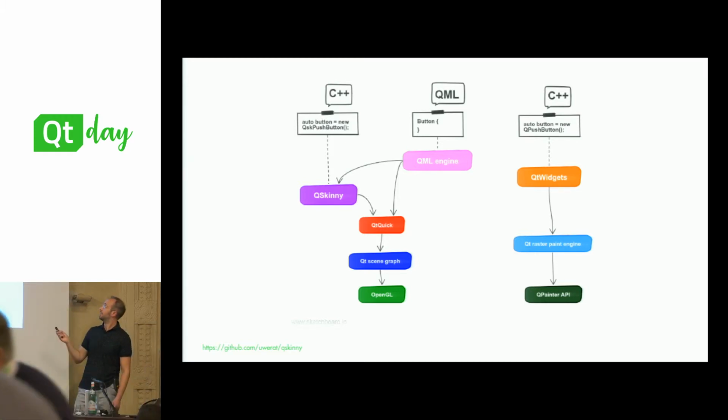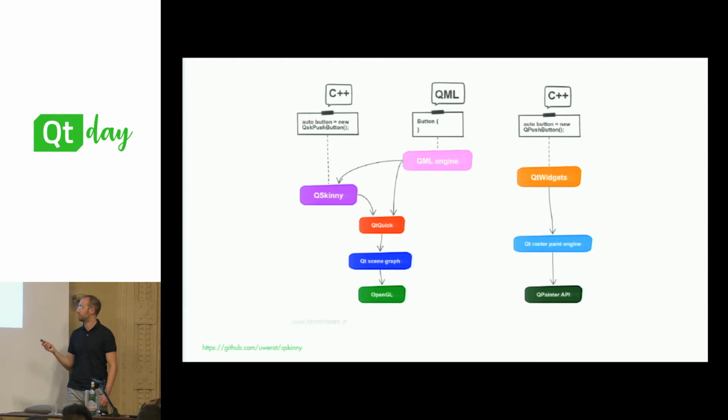Now here on the right-hand side is the old widgets code that looks actually very similar. You see, you instantiate your push buttons and sliders and everything in C++, very similar to what you do here in QSkinny. It's just that the code below is very different. The widgets sit on the raster paint engine, which means software rendering, which uses the QPainter API, and which really resolves into calls like draw rectangle, draw line. You can do a bit of animations, but you don't really use the GPU for that.